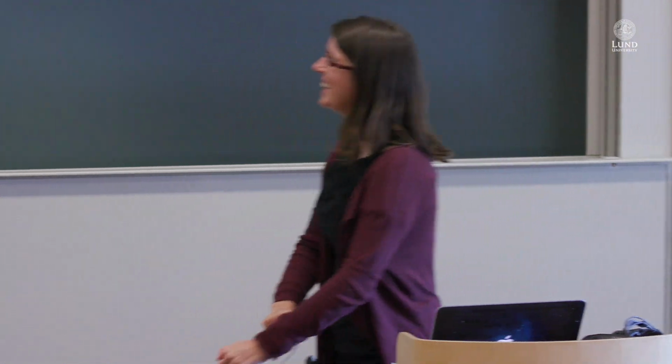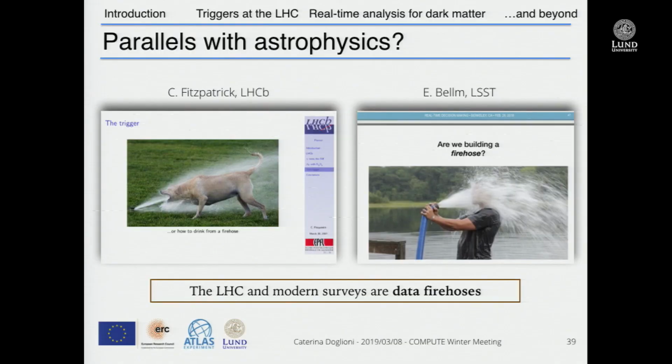So in the last 5 minutes, I wanted to give you a feeling of how real-time analysis can go beyond particle physics. This is a slide that I've taken from a workshop on real-time analysis where there were many talks from astronomy and astrophysics. And I saw a parallel from a slide that I'd seen already in a high-energy physics experiment. There's the LHC, and modern galactic surveys are actually fire hoses of data. What do you want to do with this data? Just get overwhelmed with it?